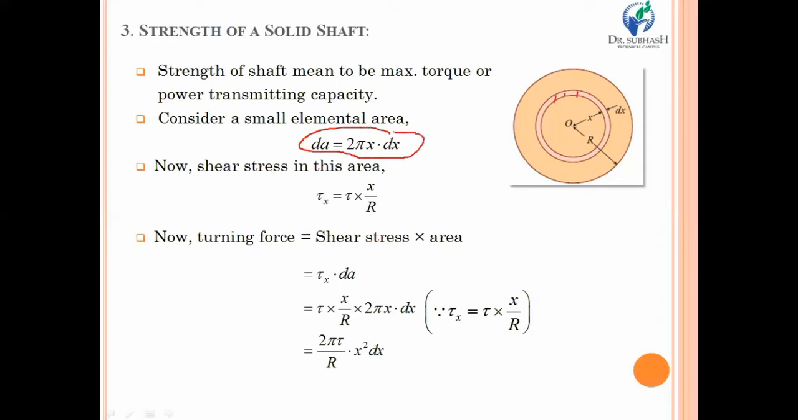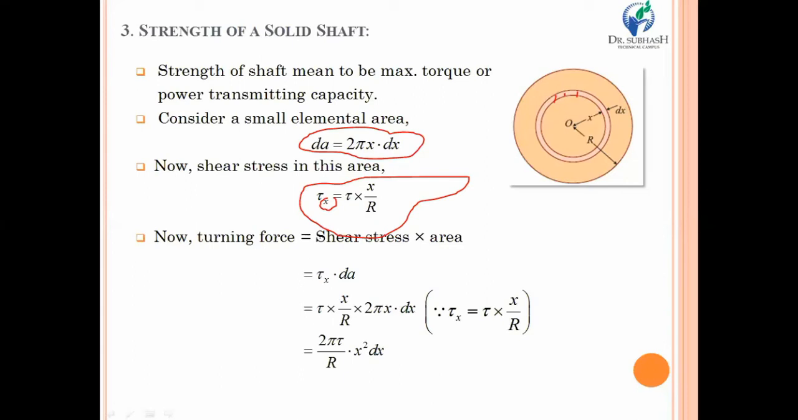Once you have calculated the area of that particular small layer, now it's time to calculate the shear stress that is produced on that particular area. So we know from the previous slide relation that tau x, that means the shear stress that is produced at any layer located at a distance x, is equal to tau into x upon r. This is very simple, and we have already discussed this relation in the previous slide.